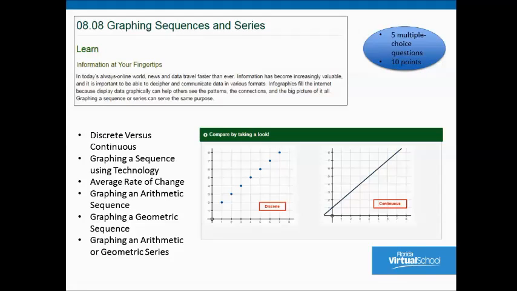808 is graphing sequences in series. Quite a few topics in this lesson. They learn discrete versus continuous, graphing a sequence using technology, average rate of change, graphing an arithmetic sequence, graphing a geometric sequence, and graphing an arithmetic or geometric series. They have a few nice graphics showing them the difference between discrete and continuous. The assessment for this lesson is 5 multiple choice questions worth 10 points.